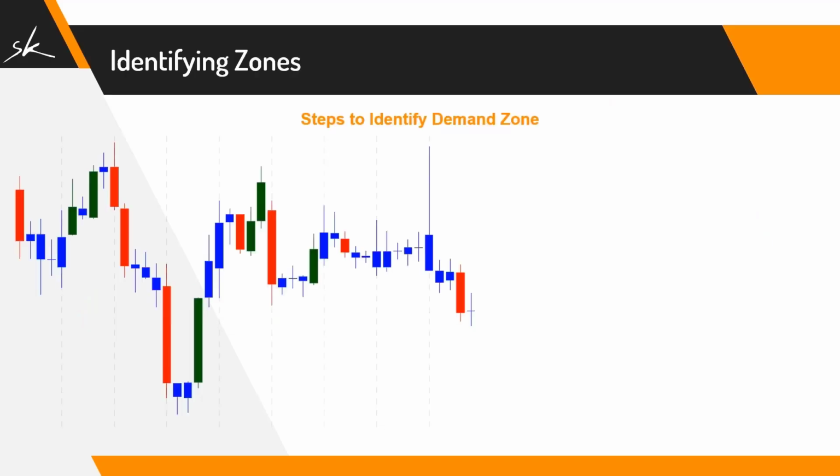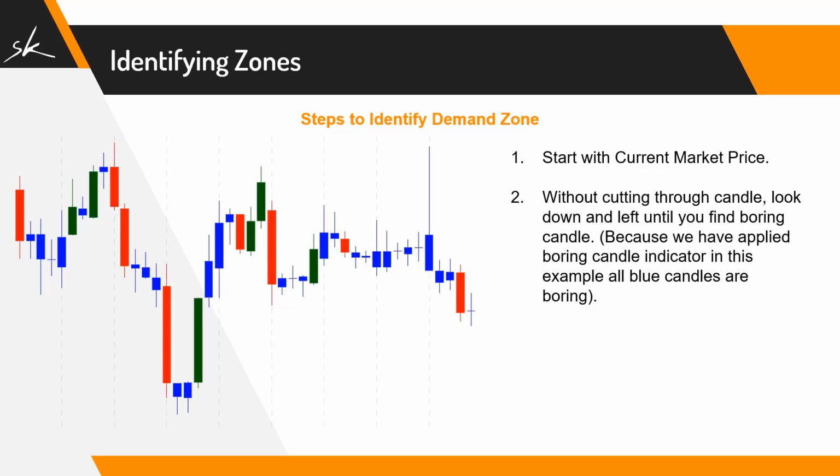Steps to identify demand zone. Start from the current market price. As a buyer, we would always love to buy at a cheaper price. Therefore, without cutting through candles, we will look down and to the left until we find boring candles. Because I have applied boring candle indicator, all blue color candles are boring.